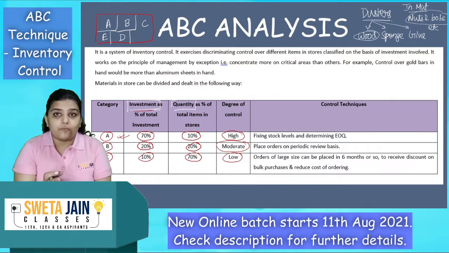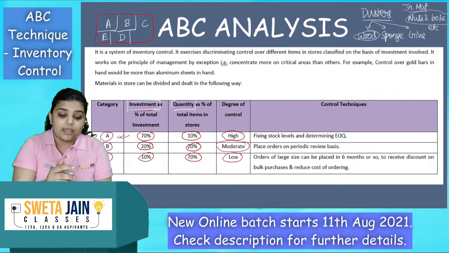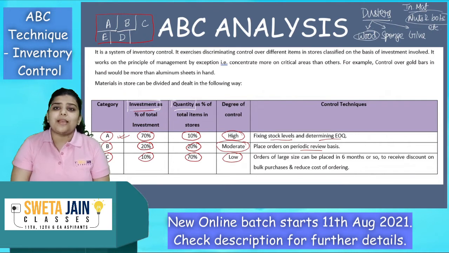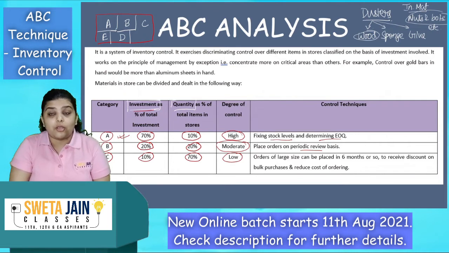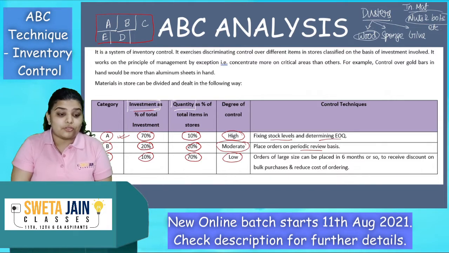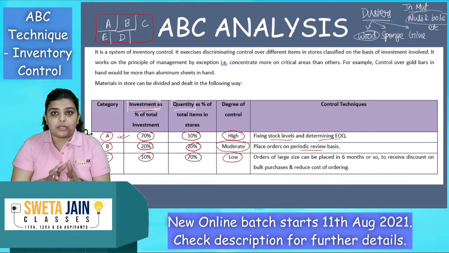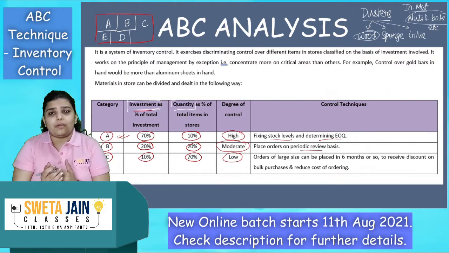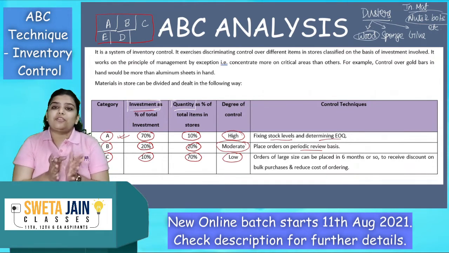What control techniques can you follow for category A goods? For category A, you have to fix the stock levels, you have to determine the EOQ, all these things you need to do for category A. Whereas for category B, periodic review is more than enough. Whereas for category C, you are going to make bulk orders. That means, for example, nuts and bolts and indirect material, lubricating oil, or in case of direct material also, you can include glue. All these are low investment goods. So I'm going to purchase them in quantity and store them. I'm going to make higher orders for them, and very less frequently I'm going to see whether the stock is over or not.